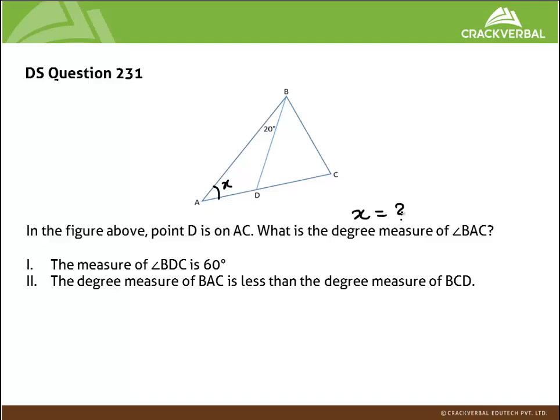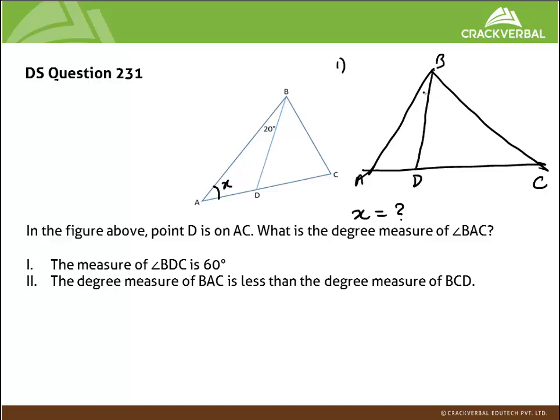Evaluating the first statement individually, the measure of angle BDC is 60 degrees. So redrawing the figure, we have A, B, C, and D. ABD is given as 20 degrees. We've taken angle BAC to be x, and the first statement tells us that angle BDC is 60 degrees. Now there are 2 ways we can evaluate the first statement.